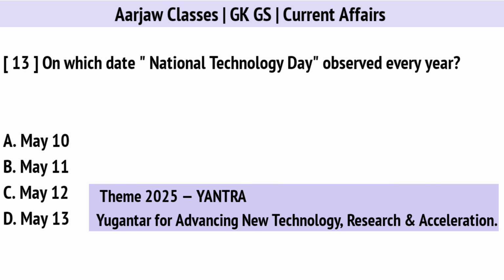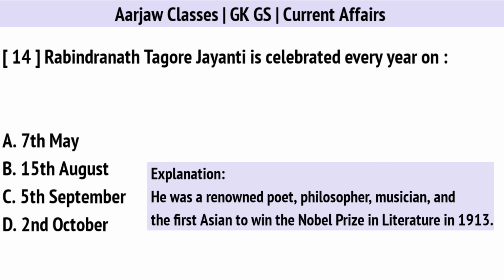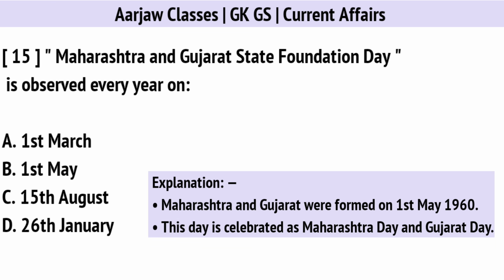On which date National Technology Day observed every year? Correct option is B. On 11th May. Rabindranath Tagore Jayanti is celebrated every year on which date? Correct option is A. On 7th May. Maharashtra and Gujarat State Foundation Day is observed every year on. Right option is B. On 1st May.